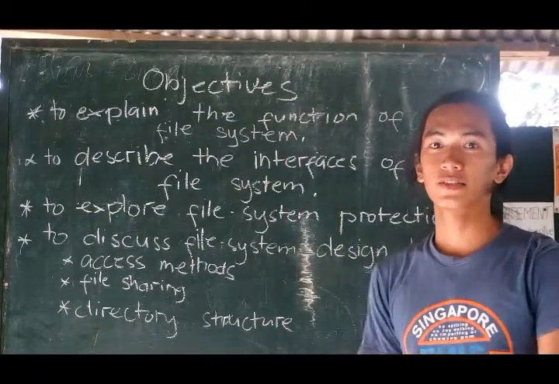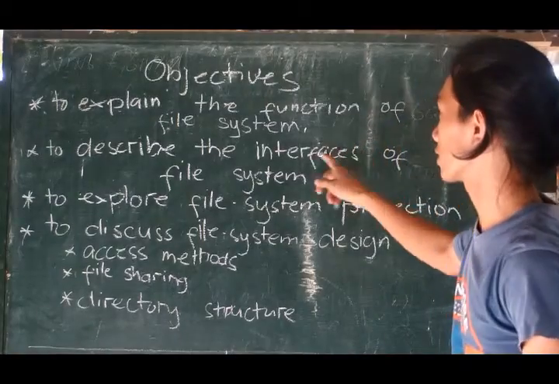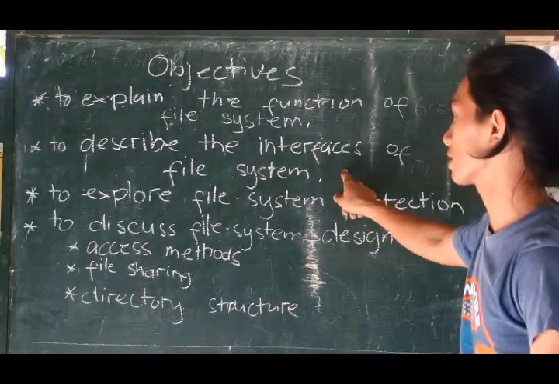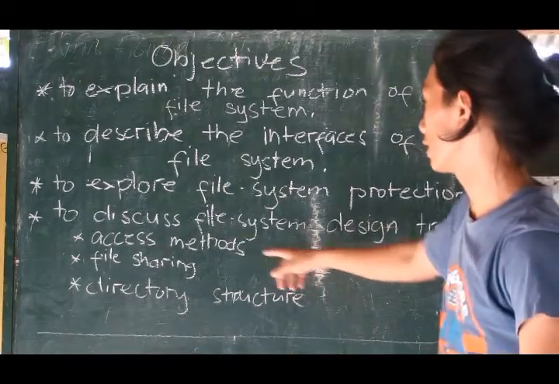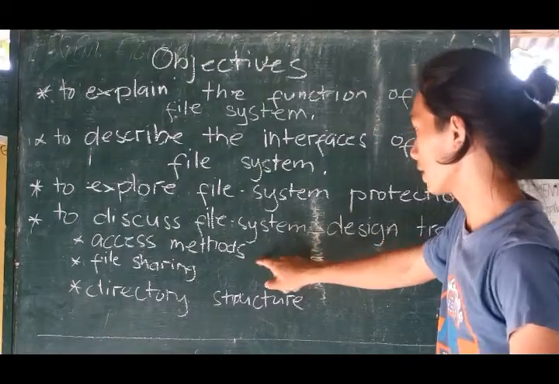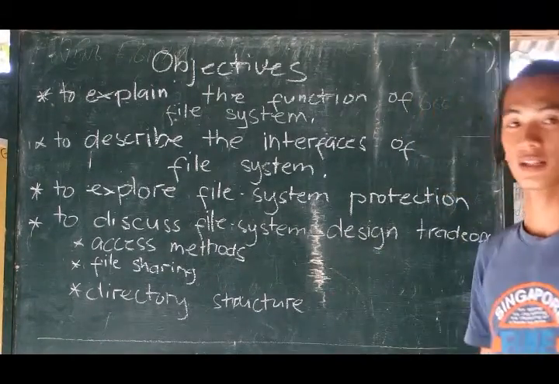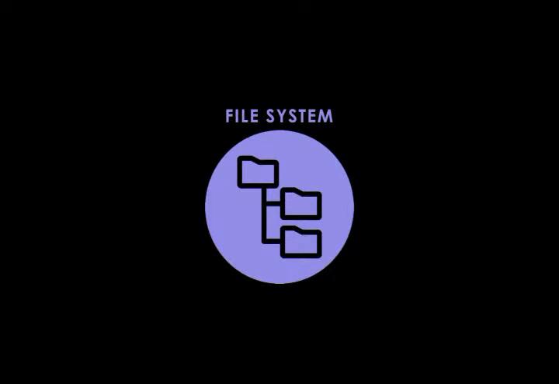The objectives of the file system interfaces are to explain its functions, then describe the interfaces, and then explore the protection of the file system, and to discuss the file system design trade-offs like access method, file sharing, and directory structure. The file system is the structure in which all the information on your computer is stored.